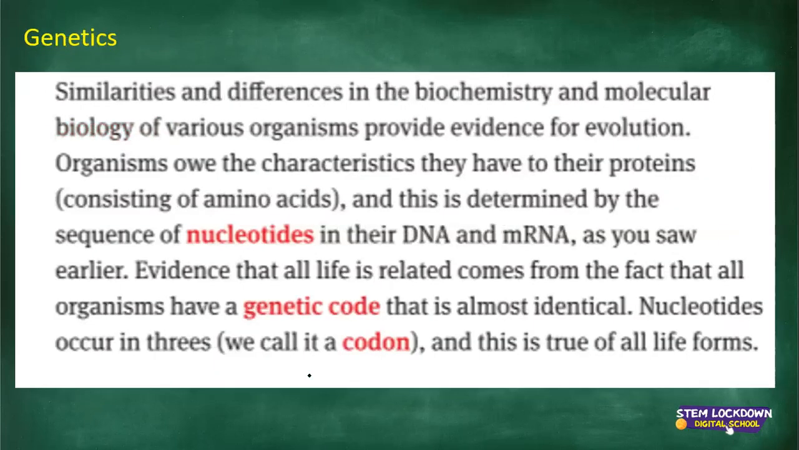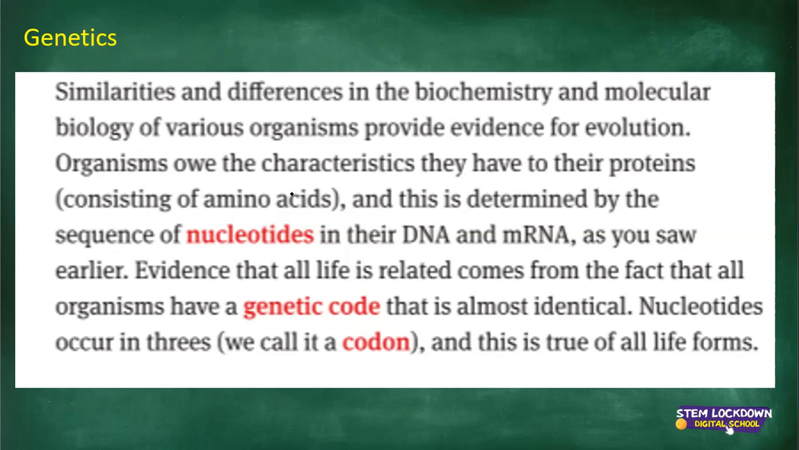And then another one is genetics. The genetics can also be used as evidence for evolution. Similarities and differences in the biochemistry and molecular biology of various organisms provide evidence for evolution. Organisms owe the characteristics they have to their proteins. Proteins, as you remember, consist of amino acids. Remember, in the previous grades, you have done the whole process of protein synthesis. We've even done it in first term. That's why we know that proteins consist of amino acids.